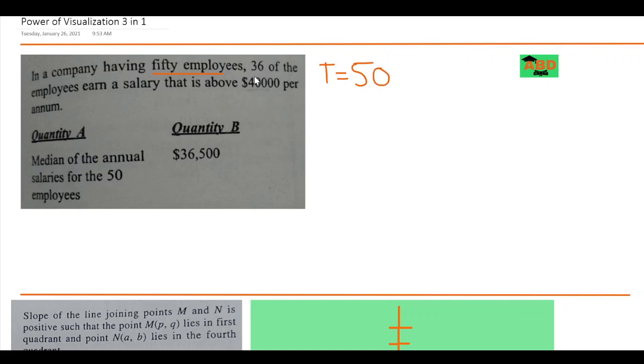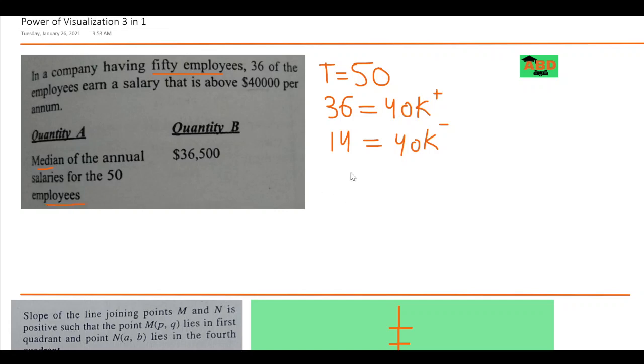It says, in a company having 50 employees, so there are a total of 50 employees. 36 of the employees earn a salary of $40,000 per annum or above, and the rest, 14 of them, have a salary of 40K or lower. So the question is interested in the median of the annual salaries of all the employees.